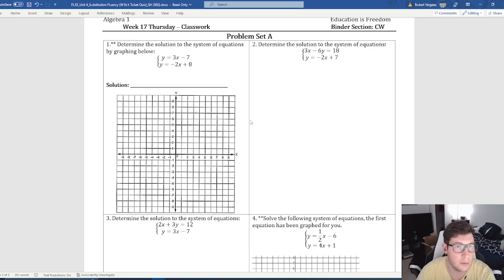So, number 1, we have this system of equations. Now, we're being specifically asked to graph these, and so we want to be able to do that. When we are graphing these, remember, we need to pull out 2 pieces of information. First piece, slope.